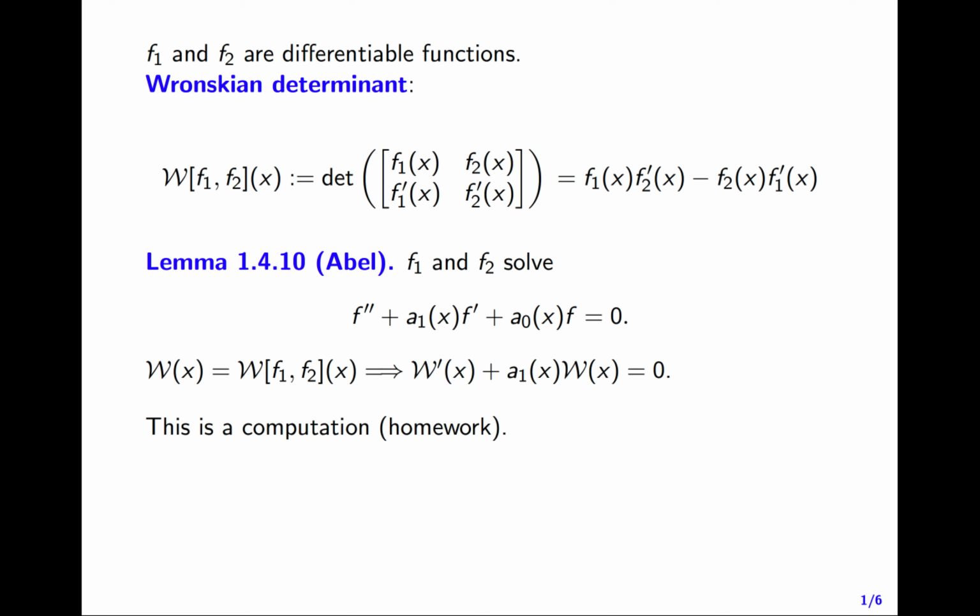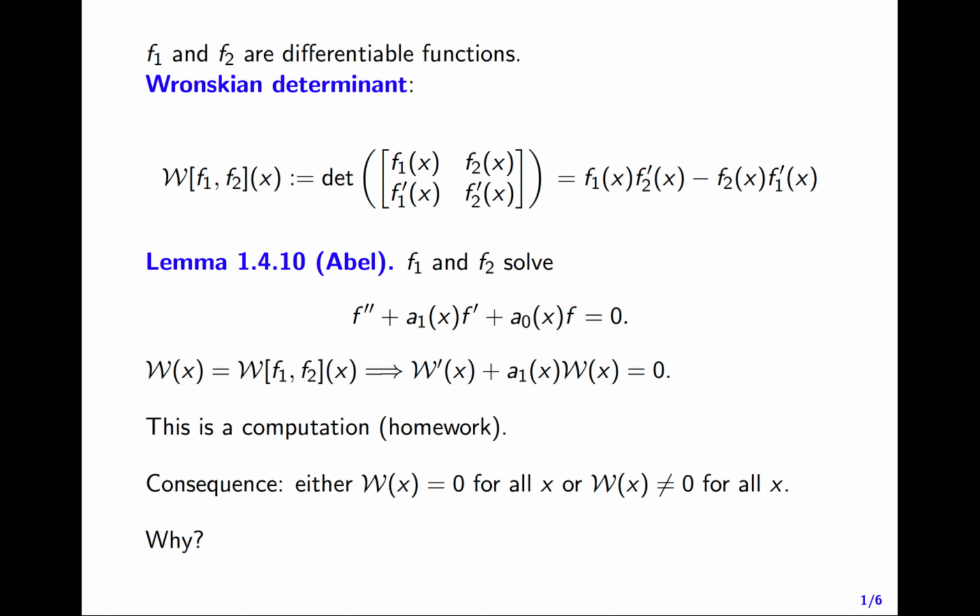So we know, or will accept, that W of x satisfies a first-order linear homogeneous equation, W prime plus a1 W equals 0. And this tells us something important about W. Either W of x is 0 for all x, or W of x is non-zero for all x. So you have one of two possibilities. W is identically 0, or W is never 0. And why is that the case?